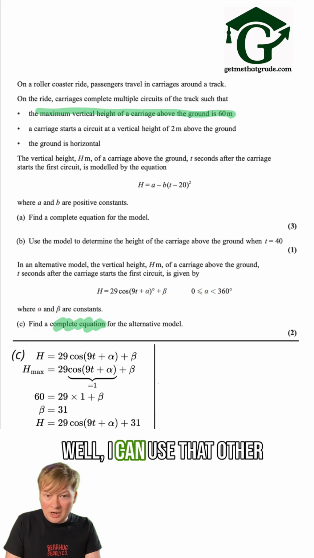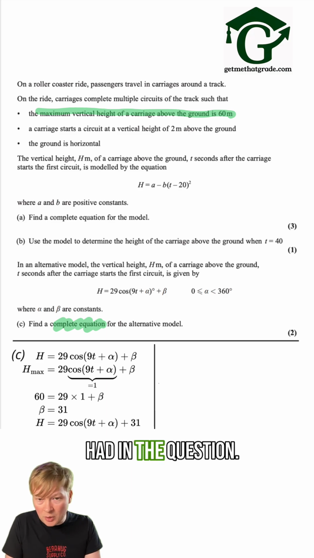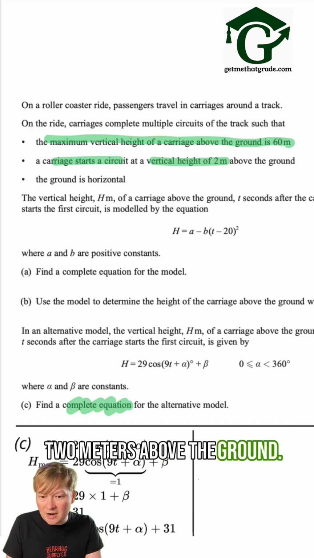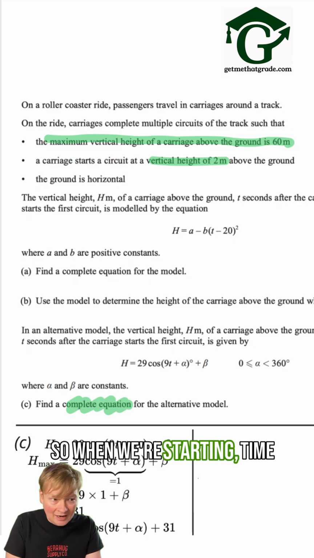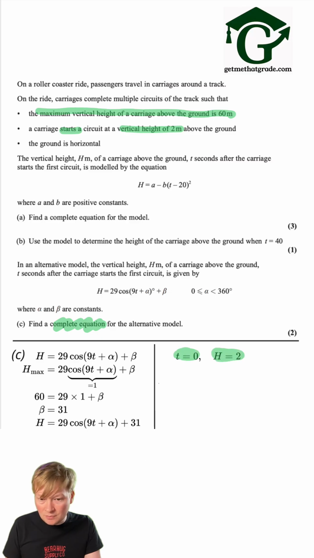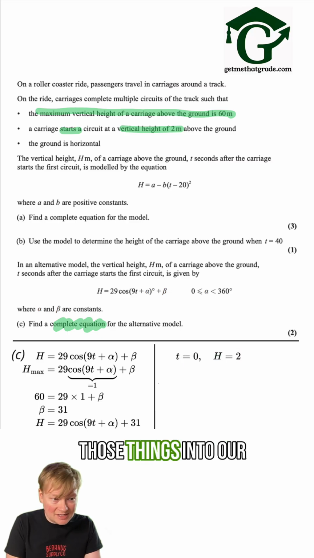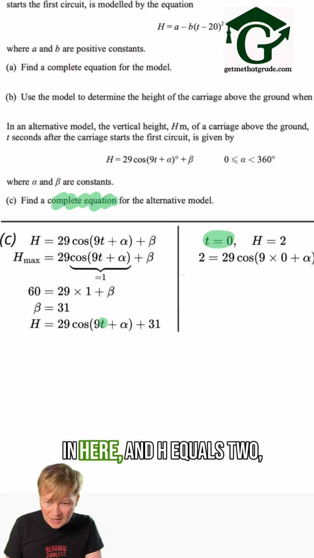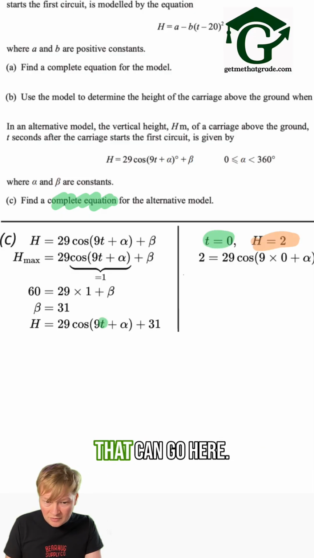How can I do that? Well, I can use that other piece of information that we had in the question. It said a carriage starts a circuit at a vertical height of 2 meters above the ground. So when we're starting, time will be 0. So it's really saying when t equals 0, h equals 2. So we can replace both of those things into our equation for h that we've just come up with. So t equals 0, that can go in here, and h equals 2, that can go here.